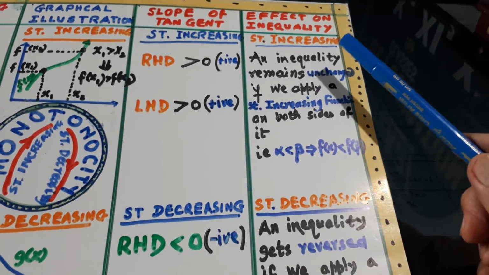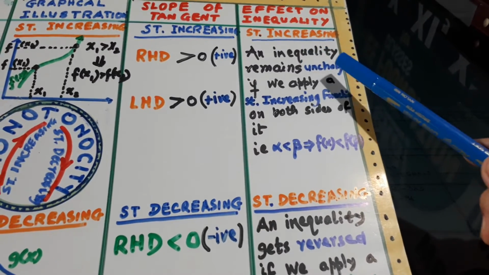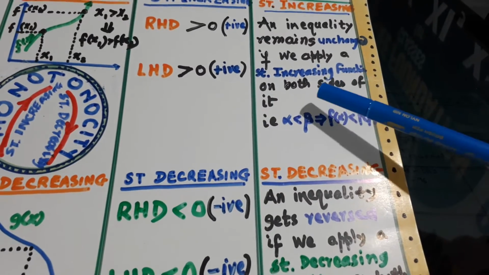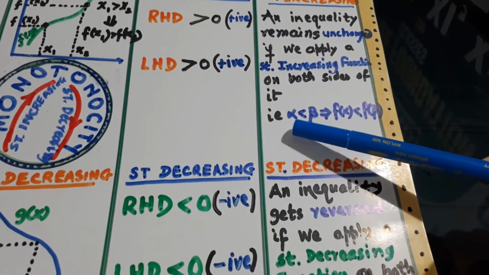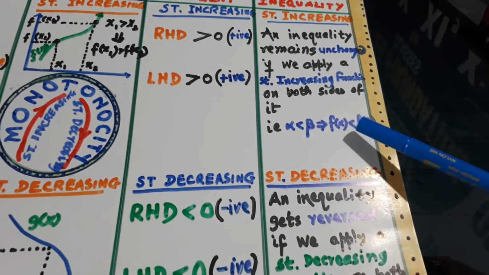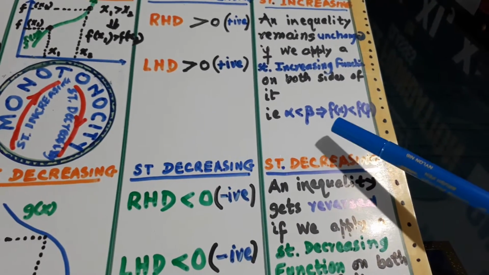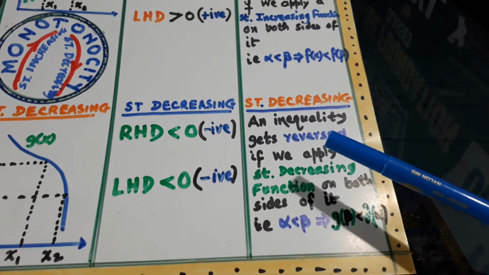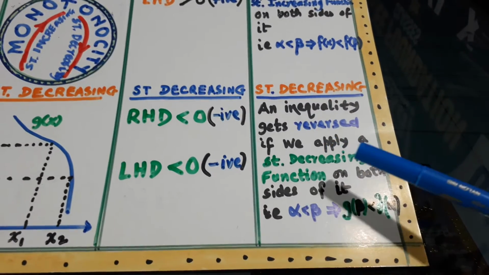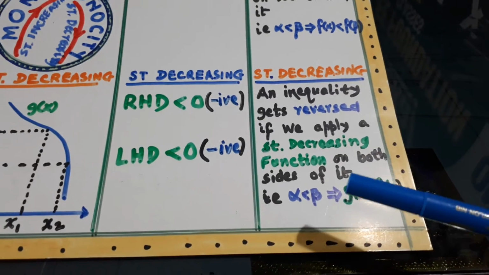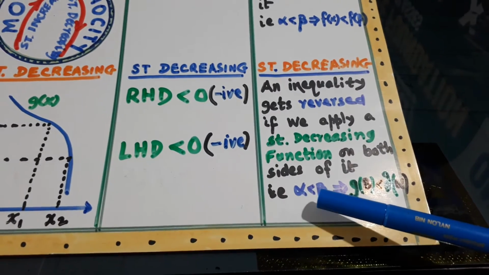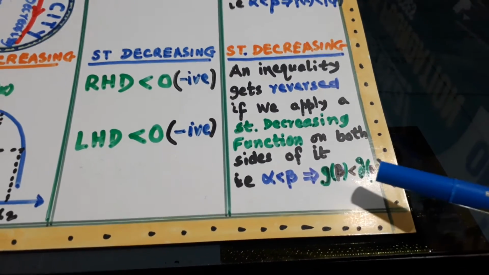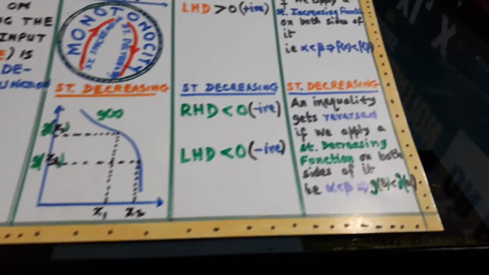Effect on inequality. An inequality remains unchanged if we apply a strictly increasing function on both sides of it. Supposing alpha is less than beta, apply f on both sides and it is strictly increasing, so f(alpha) will be less than f(beta). Same sign, nothing changes. Similarly, an inequality gets reversed if we apply a decreasing function on both sides of it. Alpha is less than beta, but g(beta) will be less than g(alpha). So it gets reversed.